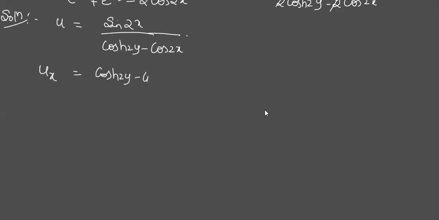What is the differentiation of sine 2x? Cos 2x into 2. Minus, keep the minus in between, then sine 2x as it is. Then the differentiation of the denominator with respect to x.